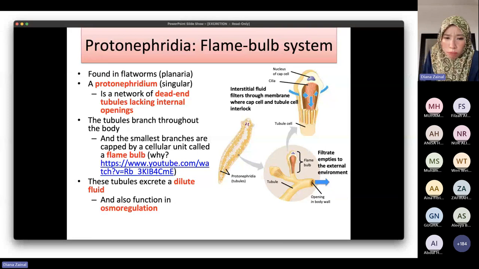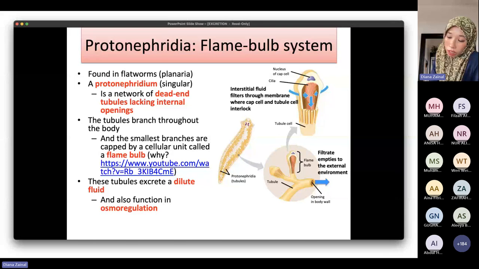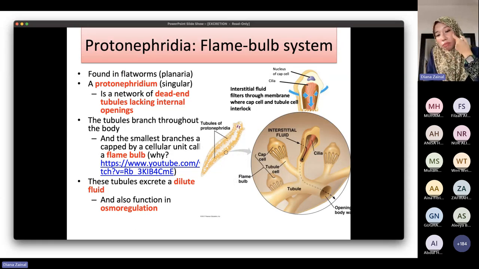Okay, you don't need to, I mean, know how to draw the flame bulb and all. Yeah, we are not in biodiversity punya topic ataupun we are not in marine science punya course, but I think it's enough for you to know what kind of organisms and what kind of excretory system dia ada. Okay, that should be fine. Okay, tak adalah essay kata, okay, draw the protonephridia flame bulb system.